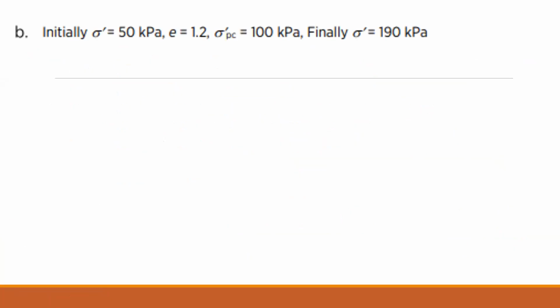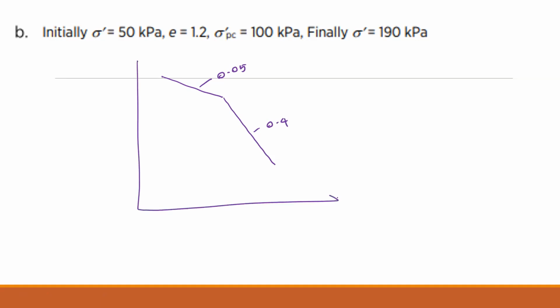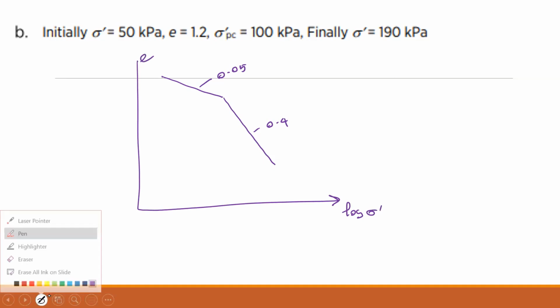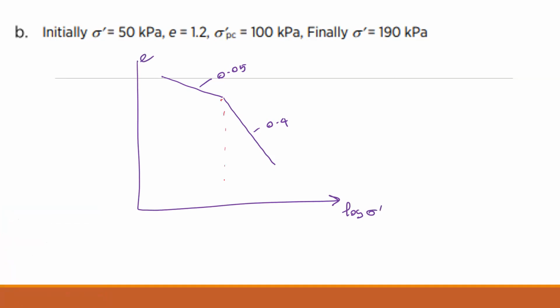Here now, what is happening here? You need to think, I'll give you some time. So it's like this now, okay? Here, this one is 0.05 and this one is 0.4. And your axes are log and e. And this value is given to you, which is 100 kilopascals, P. And you have to take the log, okay?